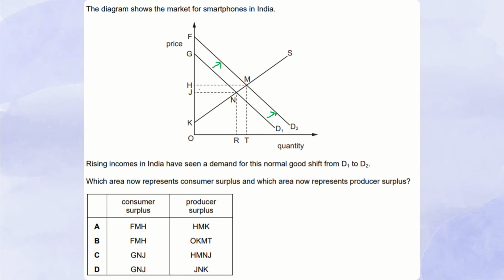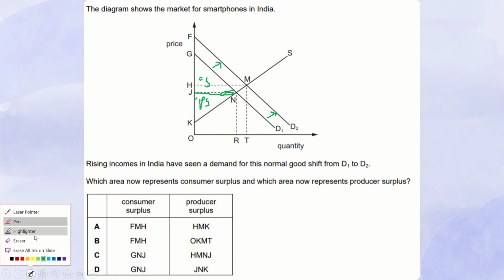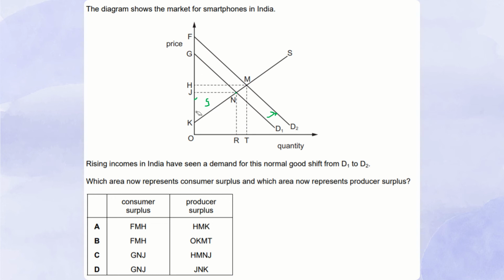So whenever we look at consumer and producer surplus, we'll look at the equilibrium. Initially, this green line was the equilibrium price, and this was producer surplus, and the one on top is your consumer surplus. But now when your demand curve changes, your whole equilibrium changes, correct? So when your equilibrium changes, your consumer and producer surplus also changes.